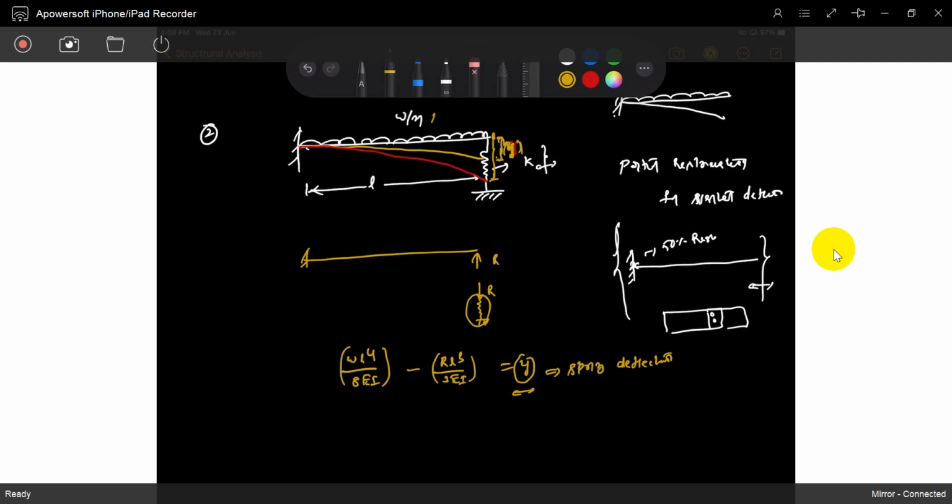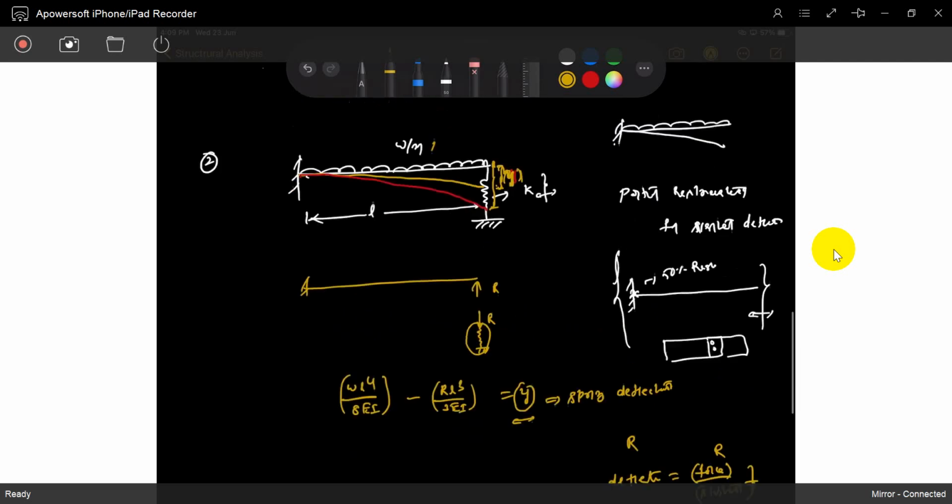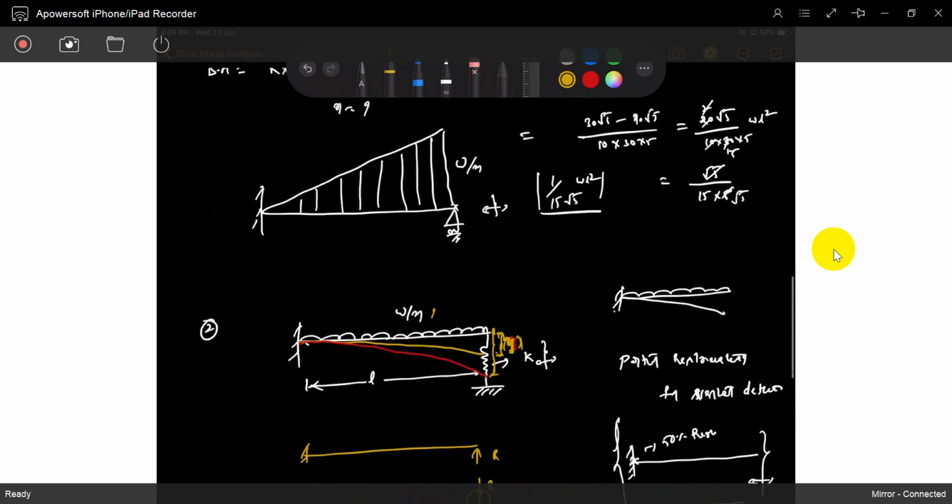So how do we find the force or deflection in the spring? Deflection is equal to the force by stiffness, since force is equal to stiffness into deflection. What is the force in the spring? R. What is the stiffness of the spring? K. So R by K is the deflection. So what is K? I will give some deflection of the spring.